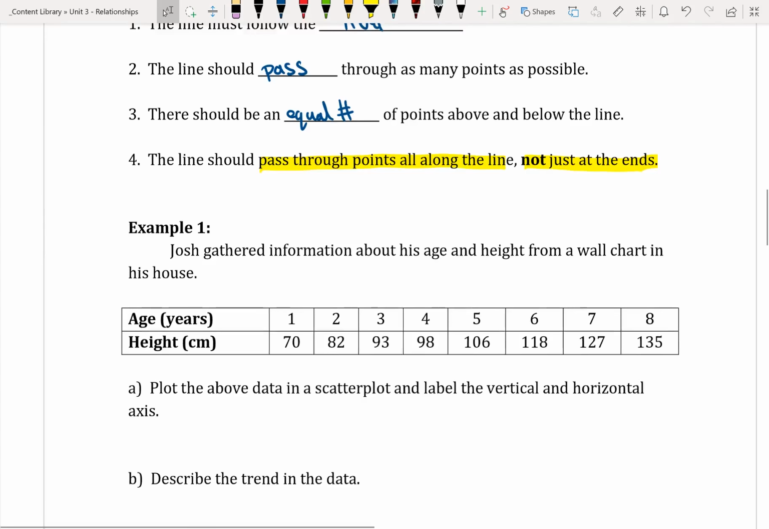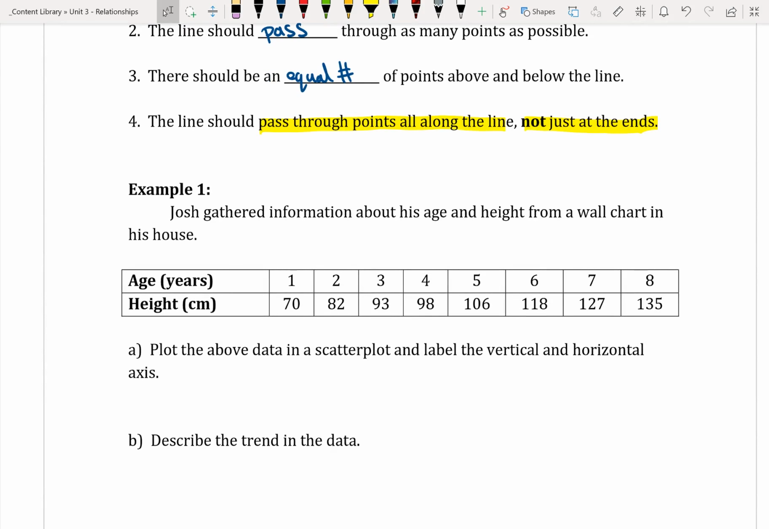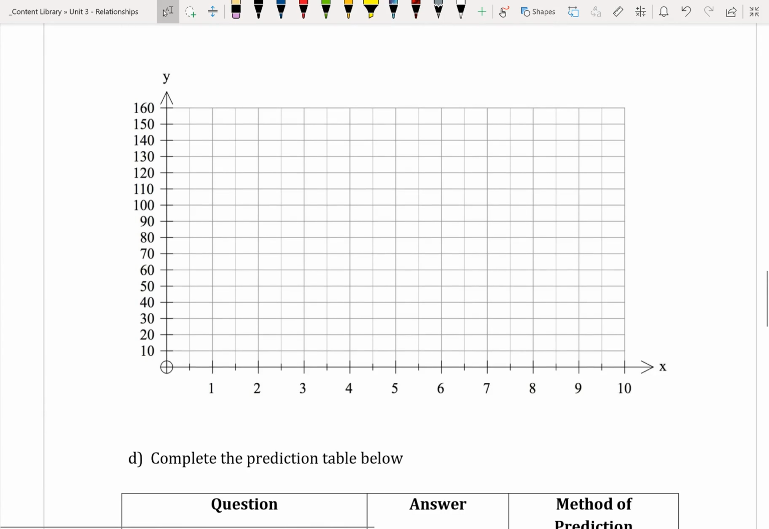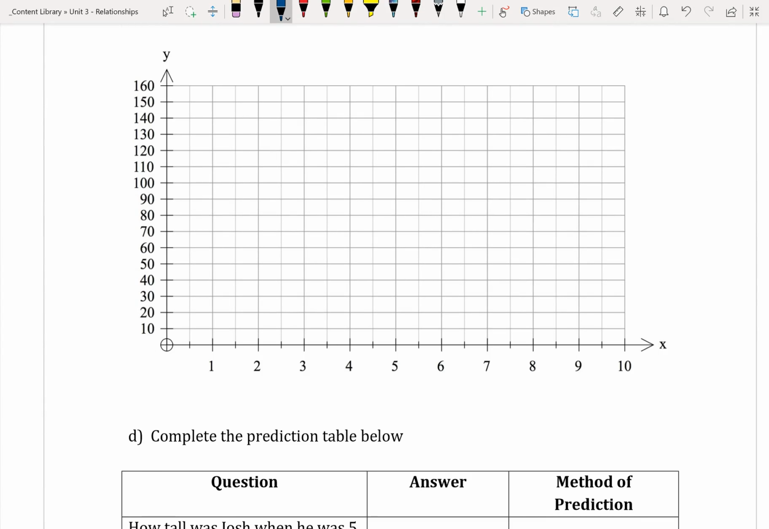So in example 1, Josh gathered information about his age and height from a wall chart in his house. So you can see his age in years and his height. And we want to plot this data on a scatter plot and label the vertical and horizontal axes. So I'm just going to go down to my scatter plot on the next page. So again, independent would be his age, right? Time is always independent, and the dependent would be his height.